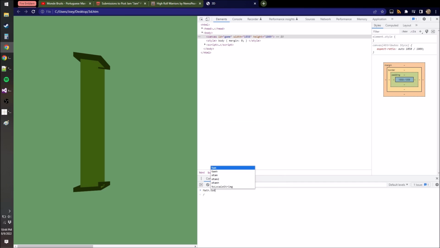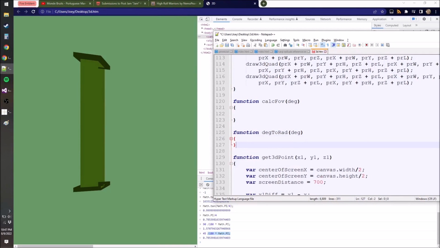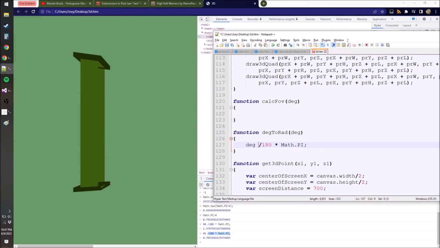So let's do Math.tan of 45. Huh, that's interesting. Okay, it's using radians. So let's convert. It's the degrees times pi divided by 180. Return that. So deg to rad, deg.